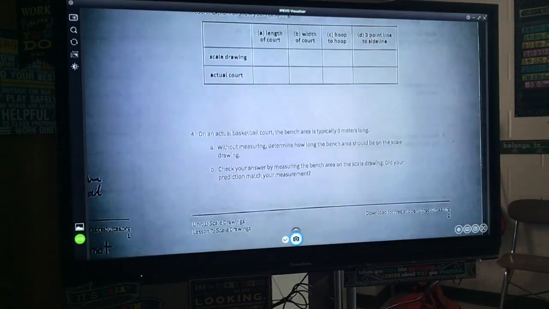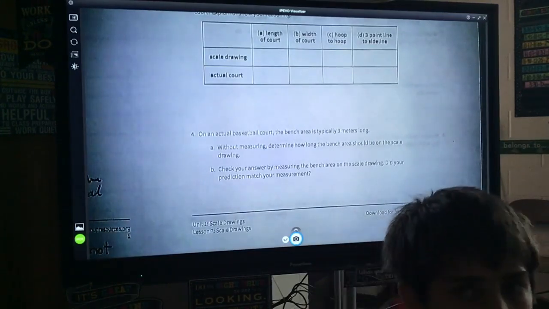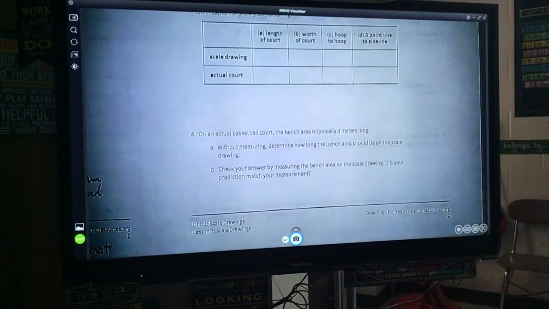Actual basketball for the bench area and I need not measuring for how long this. You guys have 30 seconds. Head back to your seats, please. You're the last one. Watch the iPad. Head back to your seats, y'all. There, right, Jason? Yeah, we're on the last one.